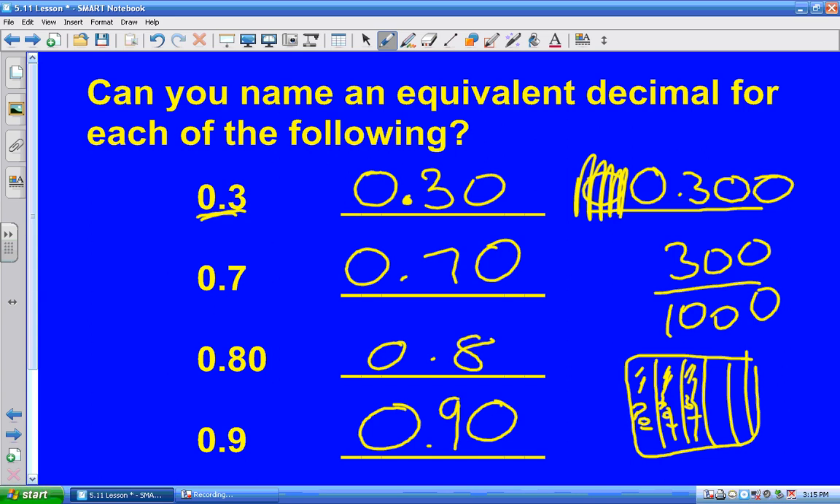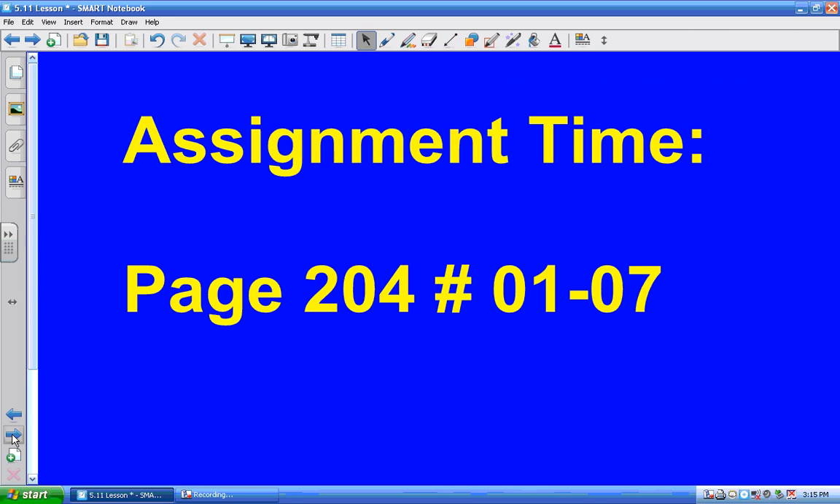Okay, let's take a look at the next one. If you are done, you can start this assignment, but this one is not for homework. The one from the last lesson was for homework, okay? So page 204, get started on it. You've got about 5-6 minutes to get busy.